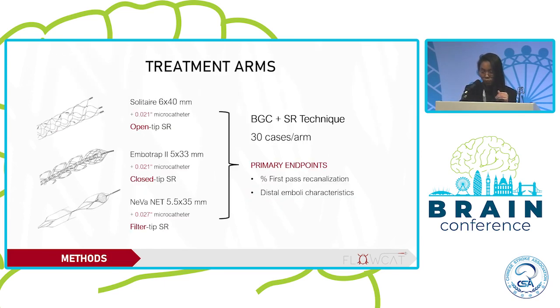We are studying these 3 treatment arms. First, a Solitaire 6x40, which is the open tip stent retriever, the Embotrap 2 5x33 as the closed tip stent retriever, and finally NEVA NET 5.5x35, which is the filter tip stent retriever. The first 2 devices were delivered through a 021 microcatheter, whilst the last one was delivered by a 027 microcatheter.